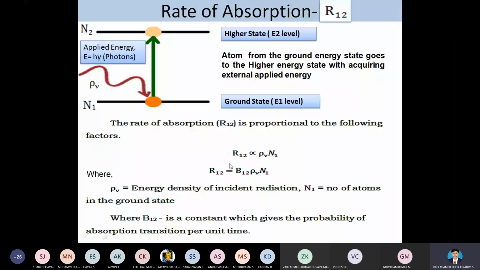Here the atom is moving from the ground state to the higher state. Therefore, we write the symbol as B12. R12 is equal to B12 rho v N1. So this is the first condition. We have measured the rate of absorption.